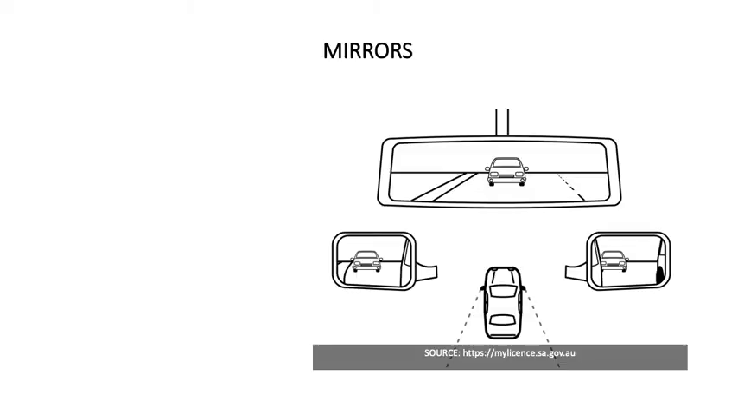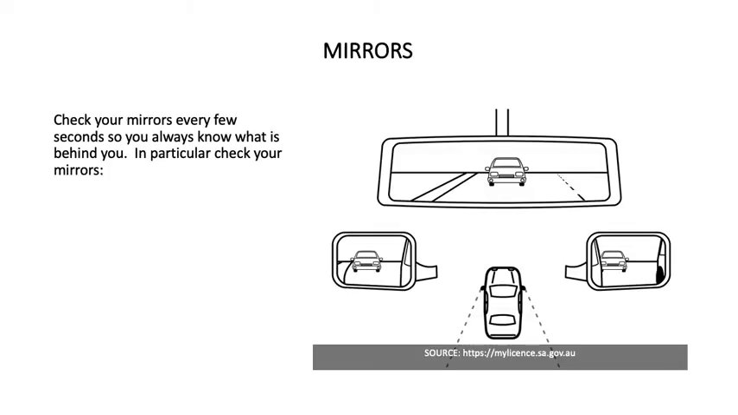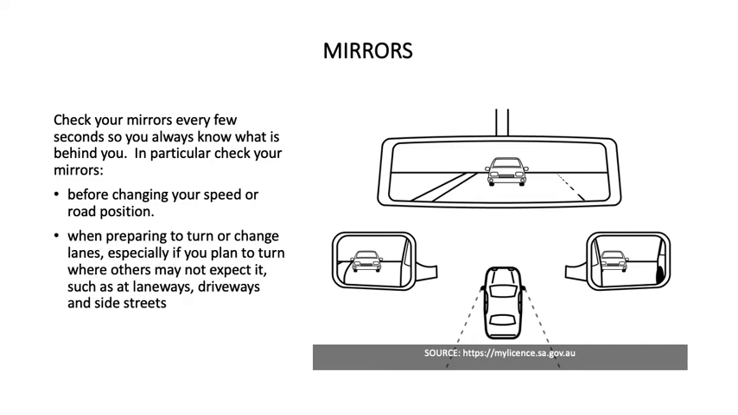Mirror checks are always vitally important, so check your mirrors every few seconds so you always know what is behind you. In particular, check your mirrors before changing your speed or road position when preparing to turn or change lanes, especially if you plan to turn where others may not expect it, such as laneways, driveways, and side streets, when you are stopped behind another vehicle.